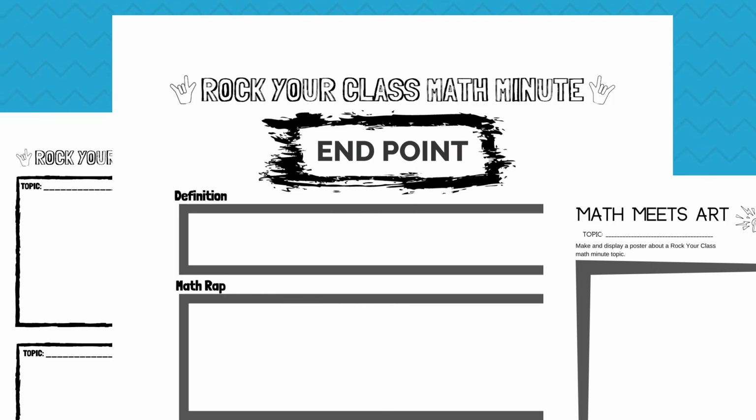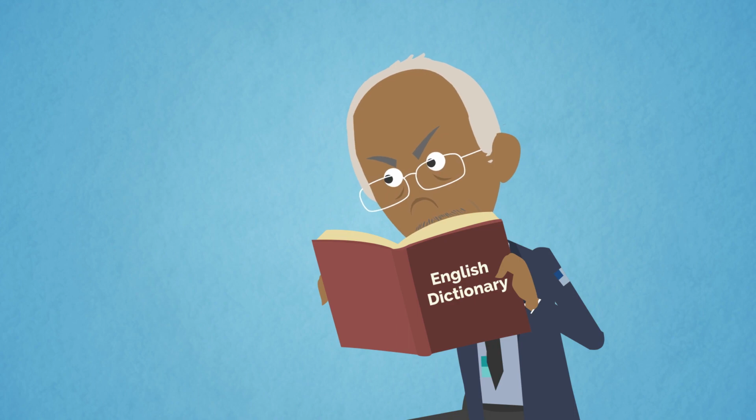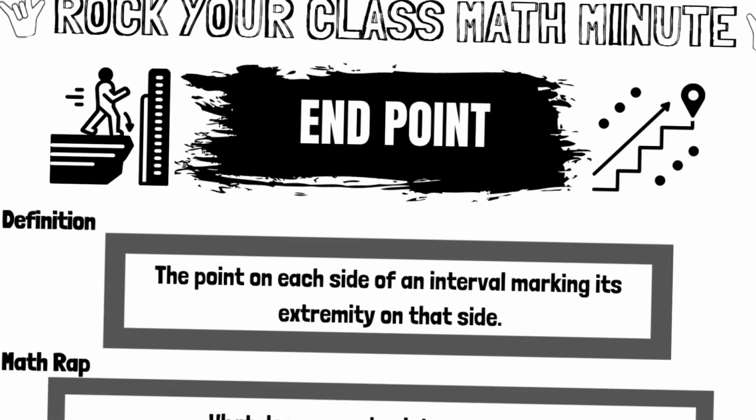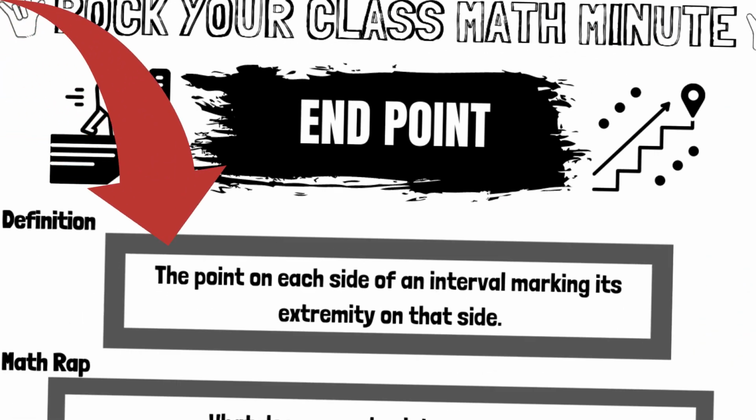Endpoint. What does the dictionary say? The point on each side of an interval marking its extremity on that side.